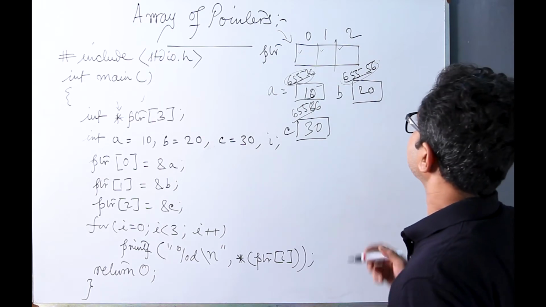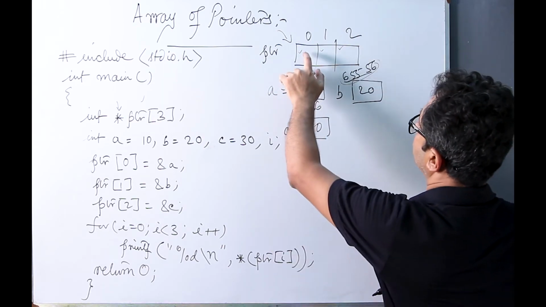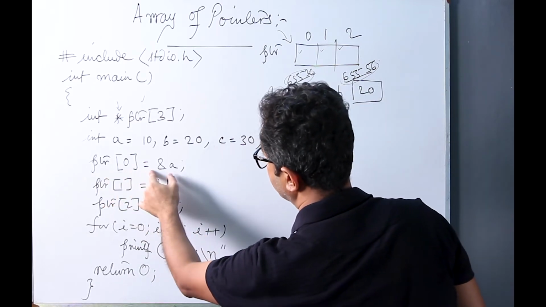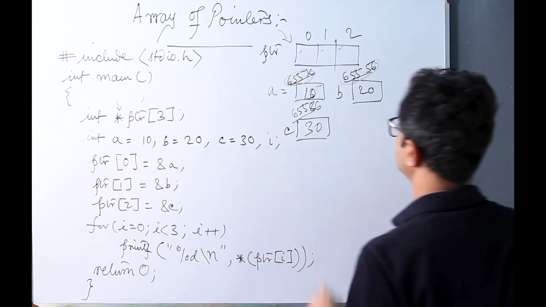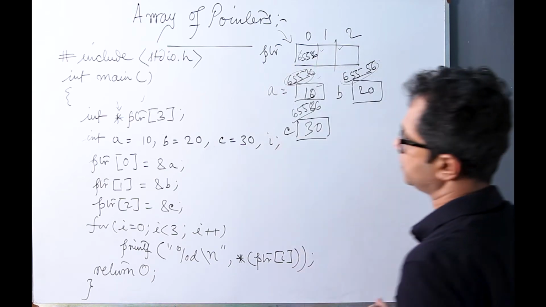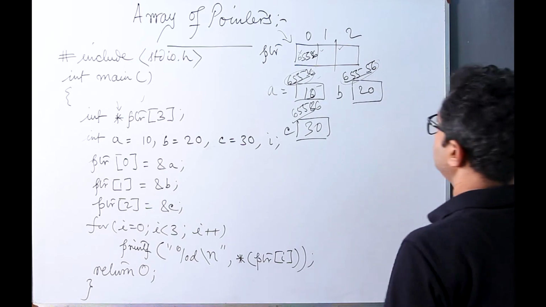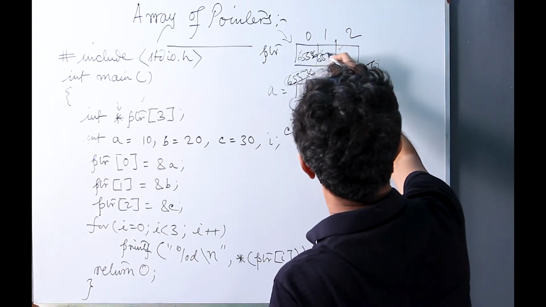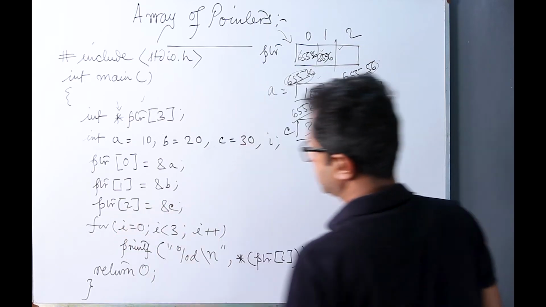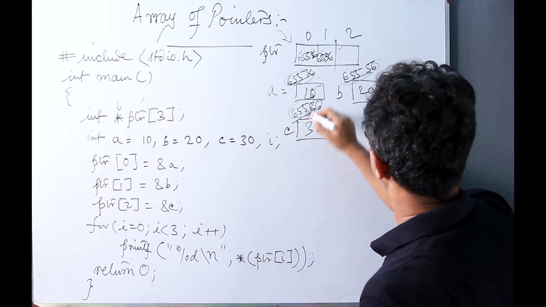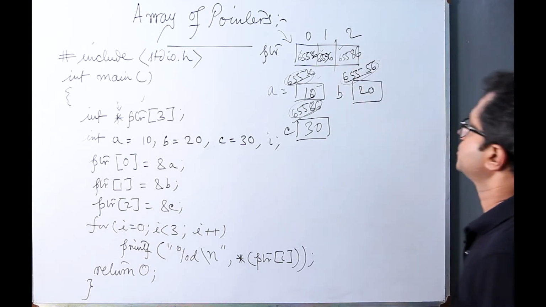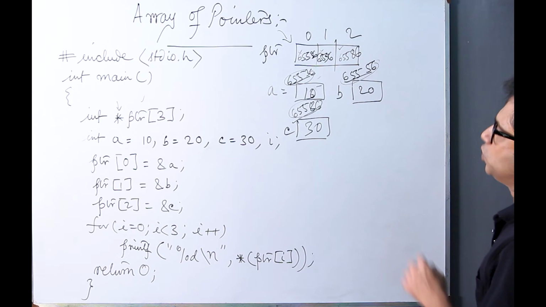So this memory location will contain ampersand A, that is PTR0 is equal to ampersand A. I have assigned ampersand A, that is the address of A, into PTR0. So address of A is nothing but 65536, so it will contain 65536. Address of B is assigned into PTR1, so 65556 will be stored here. And then ampersand C is assigned in PTR2, then 65586 is to be stored over here.